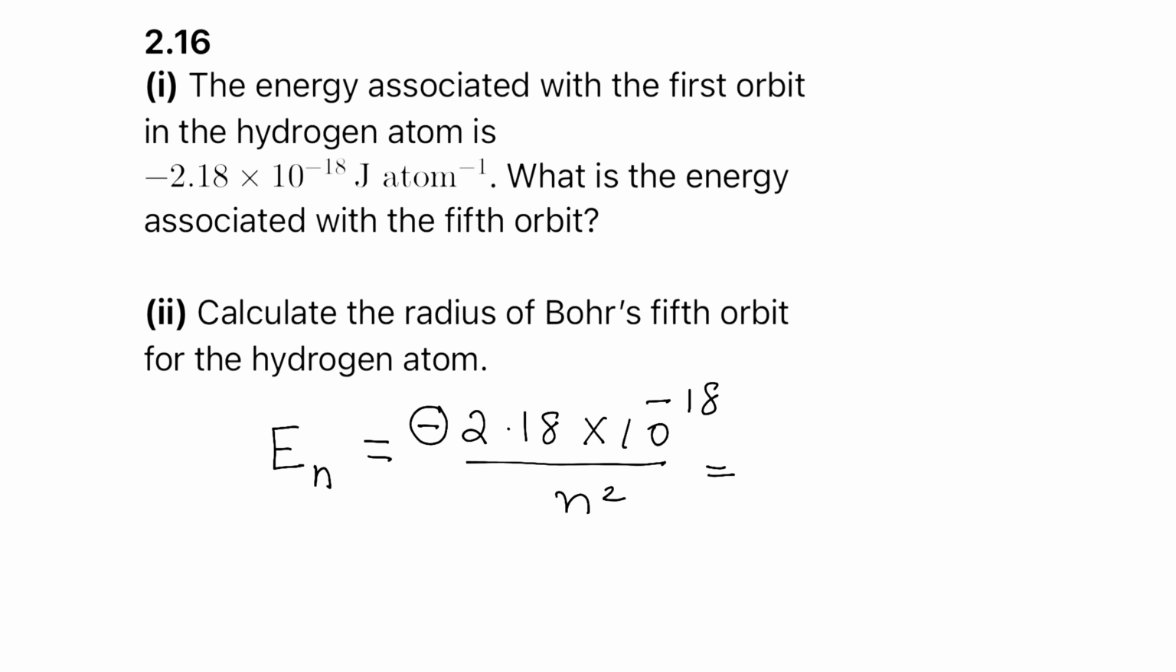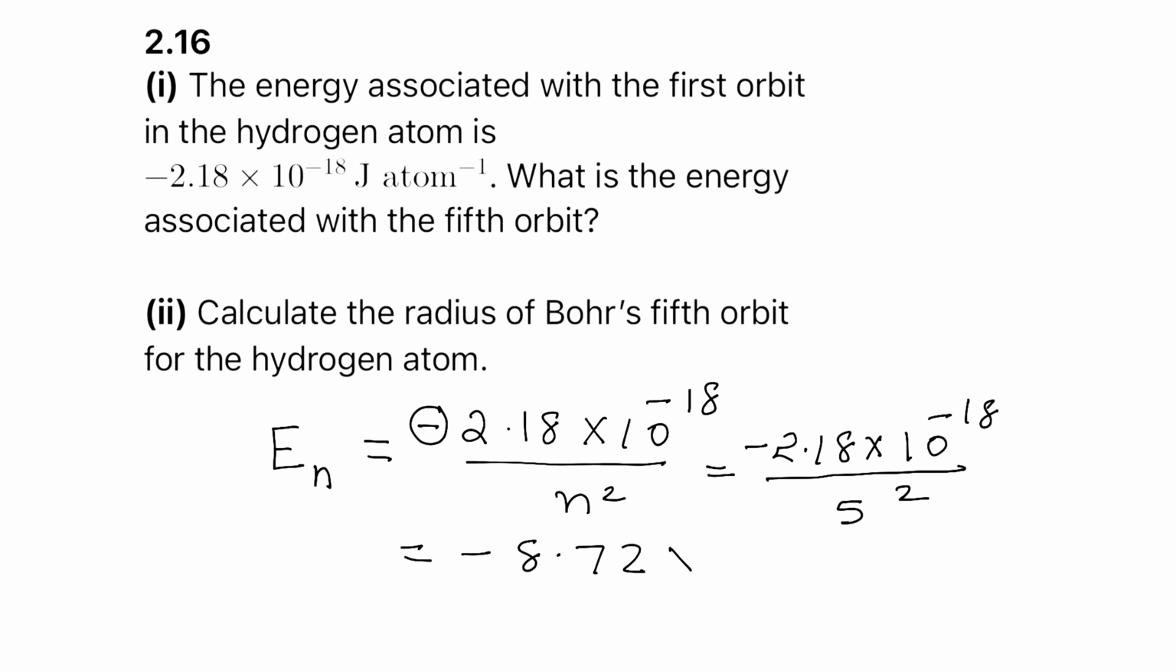Okay, now just substitute it. Minus 2.18 into 10 raised to minus 18 by 5 square. On calculating you will get minus 8.72 into 10 raised to minus 20 joule.